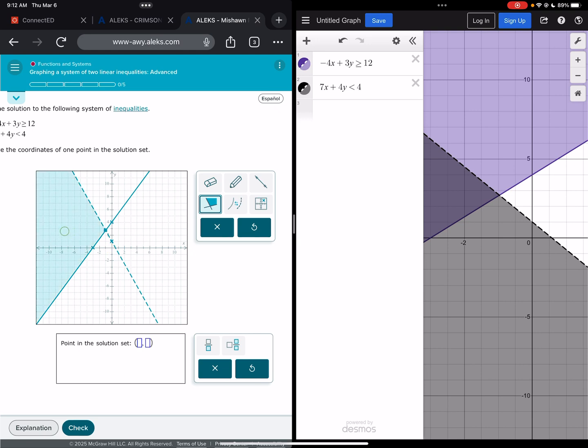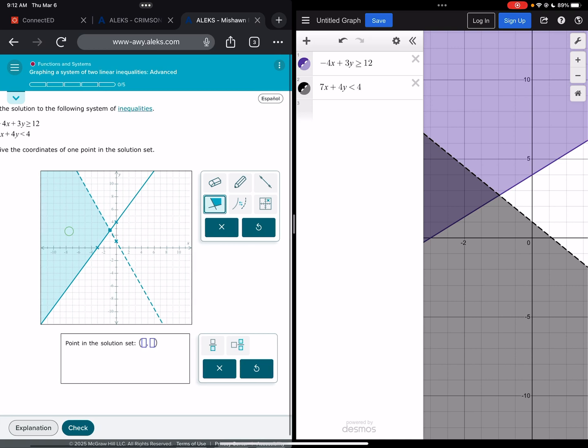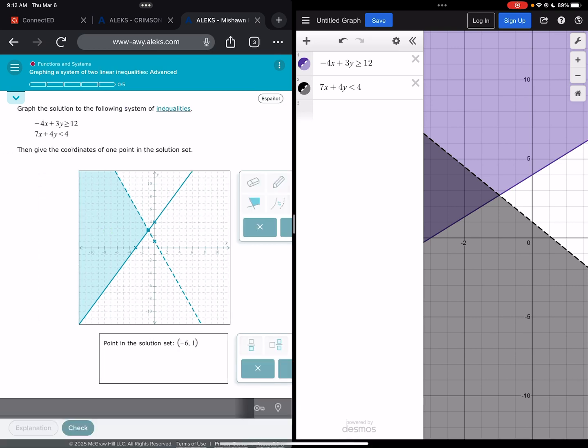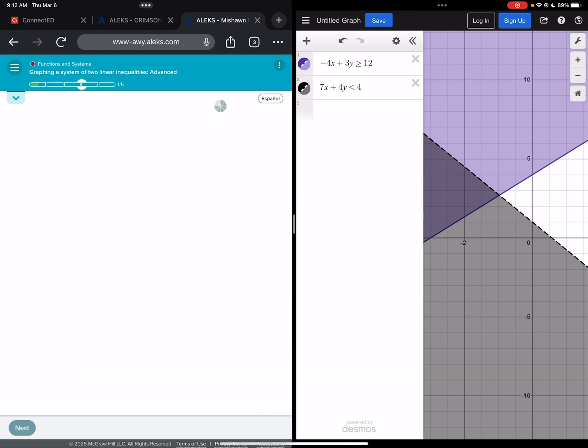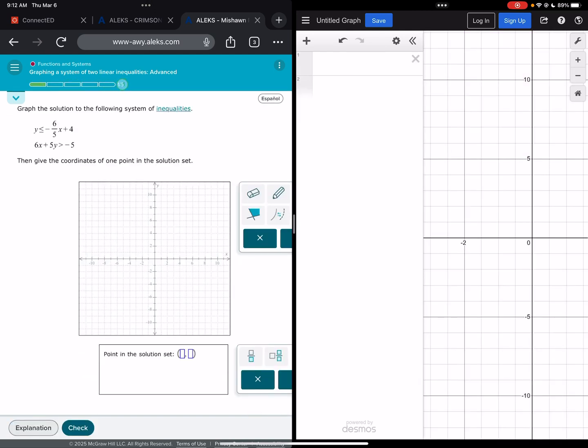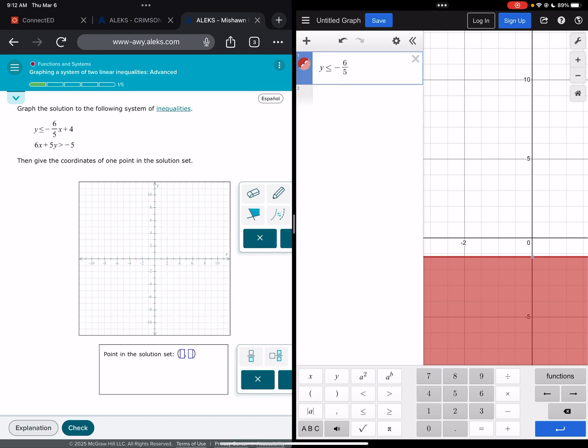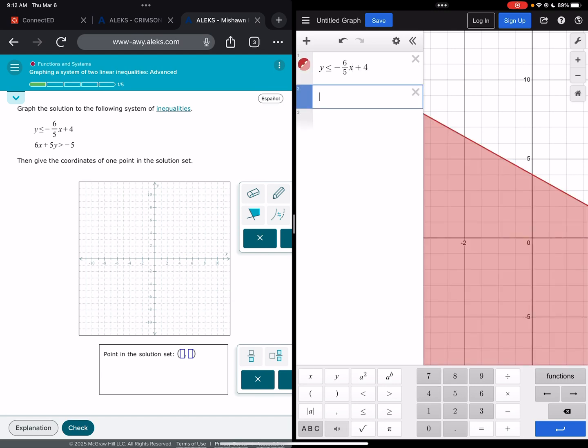Now, the bottom part says we need a point in the solution set. Pick any point you want. So I'm going to pick (-6, 1), and I'm done, and I can check it. Okay? So doing this again, I've got y is less than or equal to negative 6 over 5 x plus 4, and then my other guy, I've got 6x plus 5y is greater than negative 5.